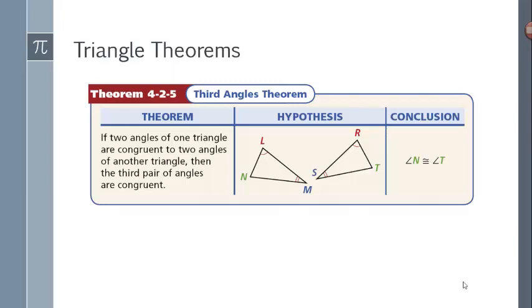And then we have the third angles theorem, which is a theorem we've kind of already used. We just haven't formalized it yet. If two angles of one triangle are congruent to two angles of another triangle, then the third pair of angles must be congruent. Again, if they all add to 180, and two pairs of their angles are congruent, then that third one has to be congruent as well. This is just a pretty logical theorem.